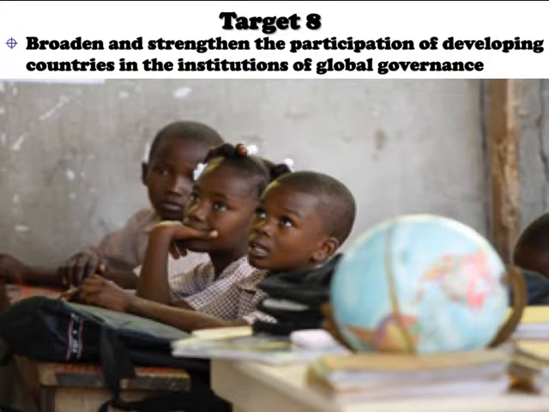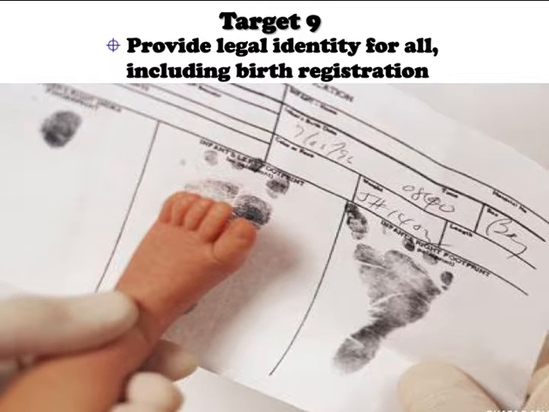Target 8, broaden and strengthen the participation of developing countries in the institutions of global governance. This is important to narrow down the North-South divide, which is ultimately based on an exploitative relationship between rich and poor countries.